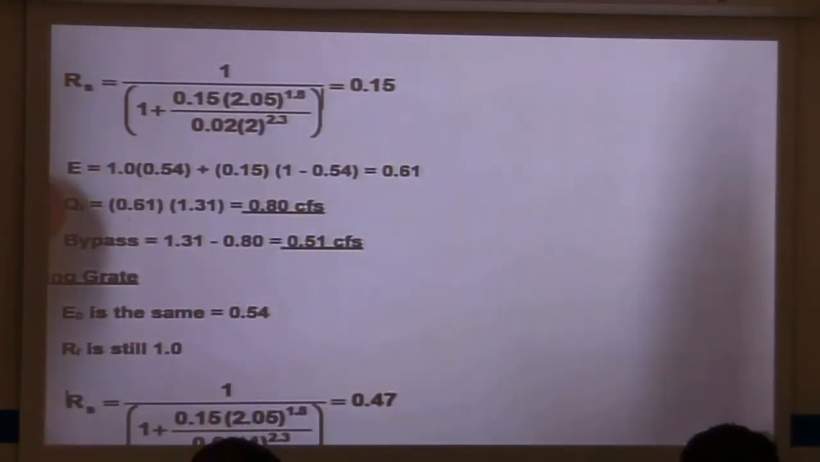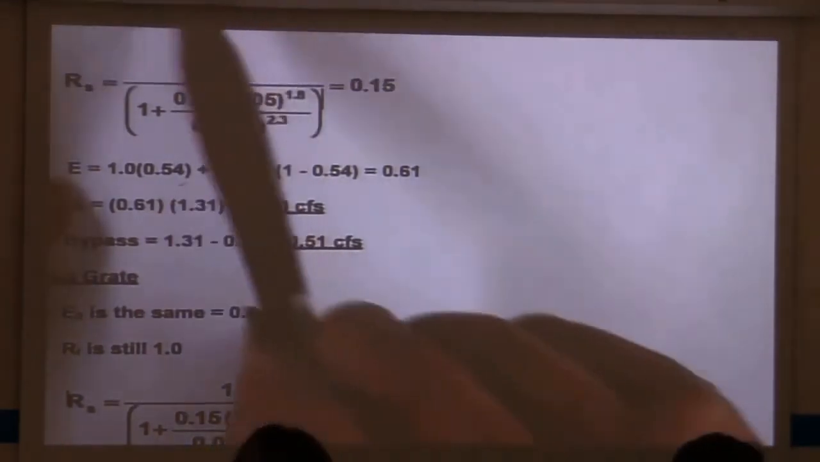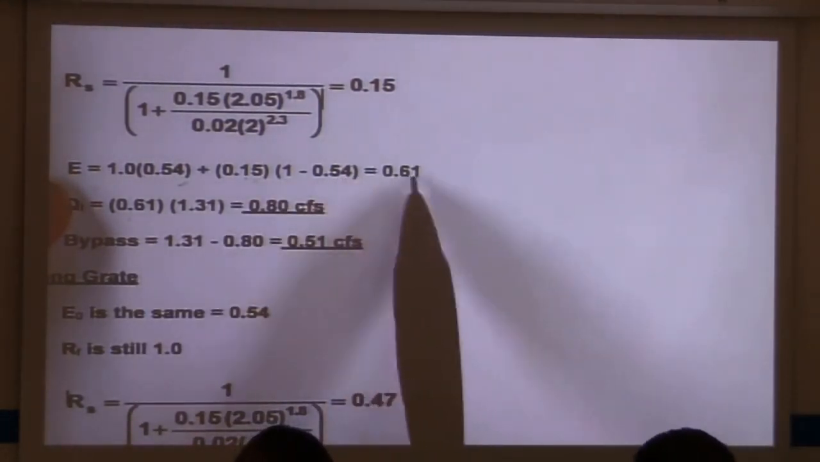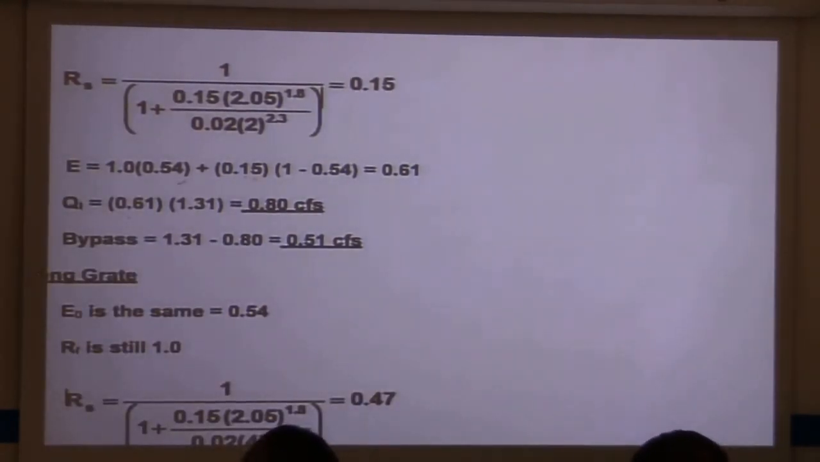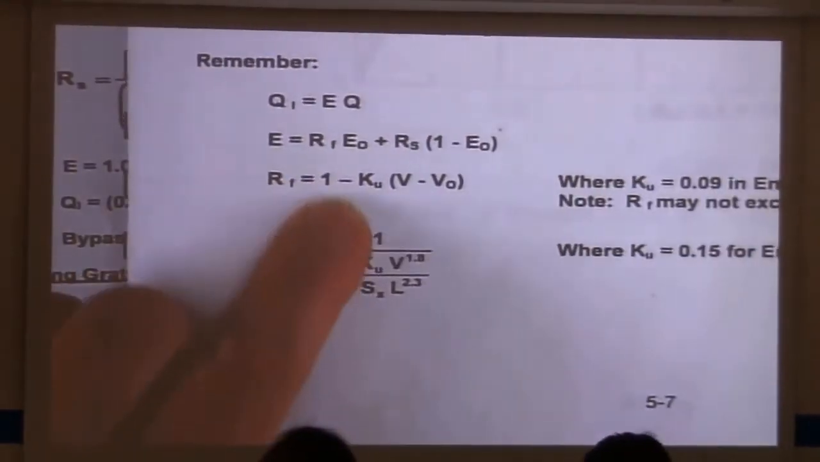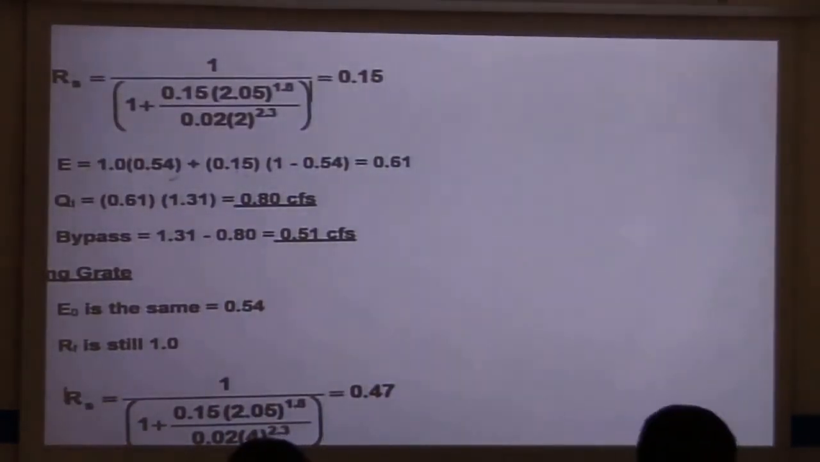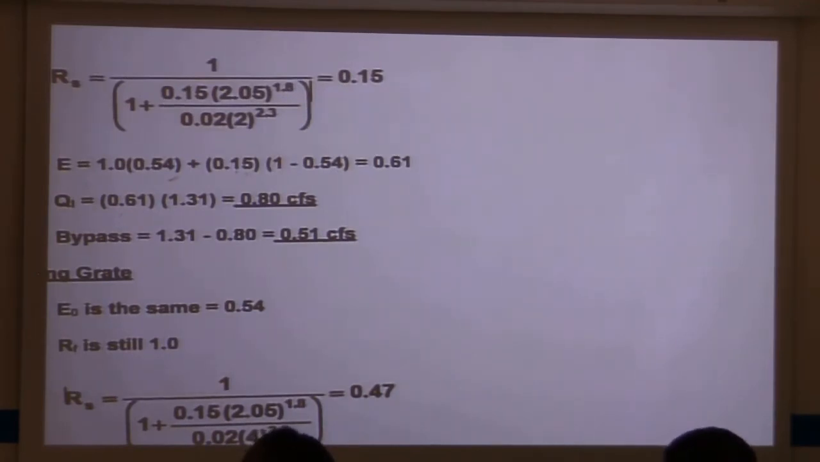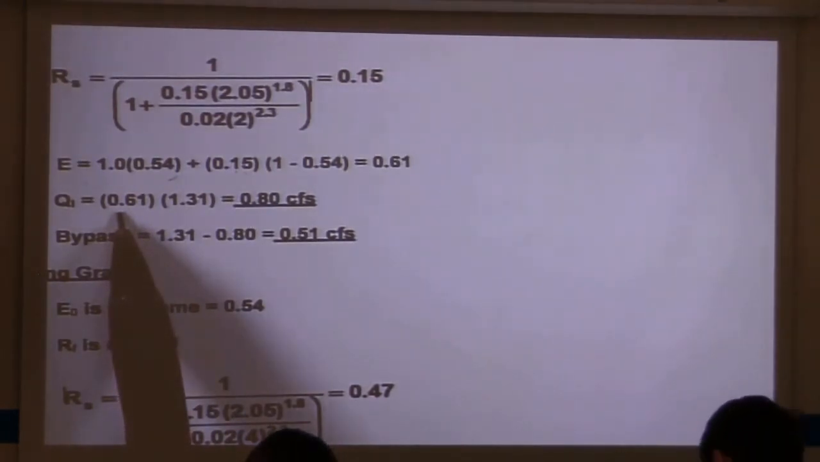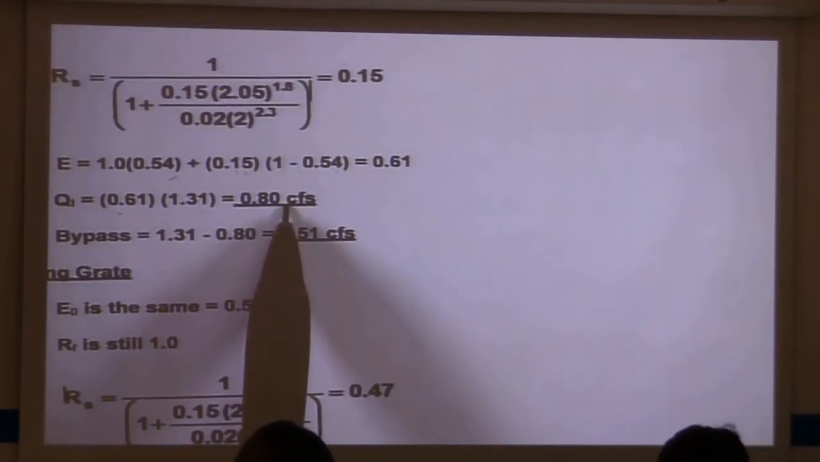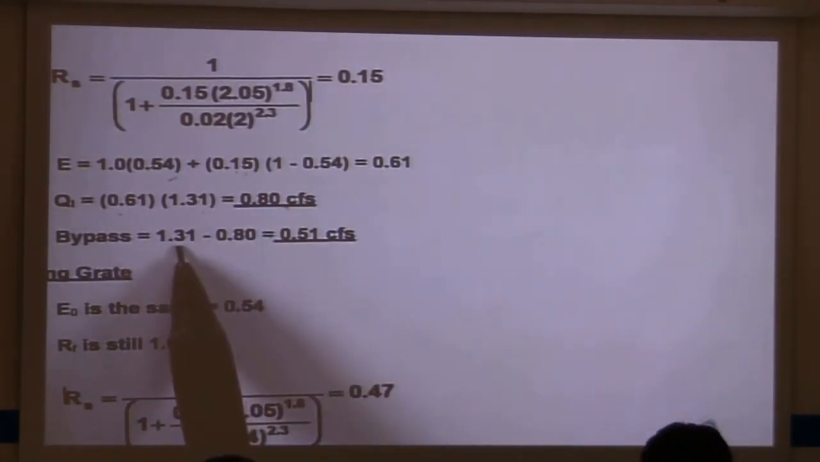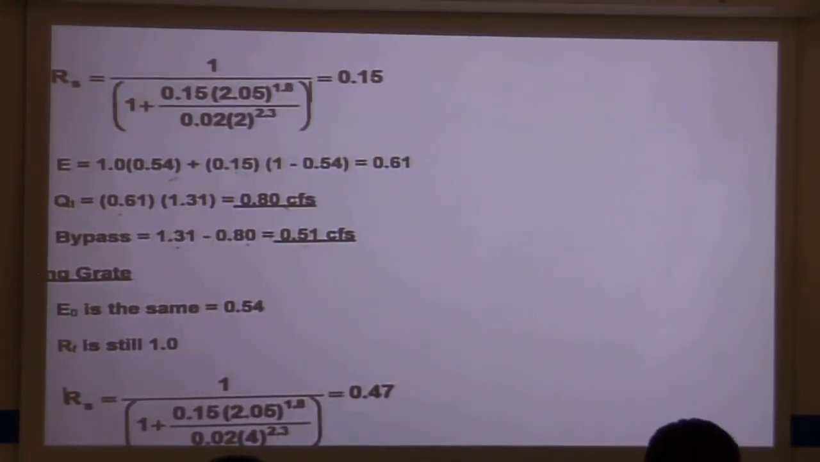So then the efficiency is 1 times 0.54, which is this gutter flow ratio, plus the RS times 1 minus 0.54, which is equal to 0.61. And that is this equation right here. And then the Q intercepted is just equal to the efficiency times Q. Our efficiency is 0.61 times our Q, so our Q intercepted is 0.80 CFS. And so we can figure out our bypass flow because we know our gutter capacity is 1.31 minus what we intercepted. So the bypass is basically 0.51 CFS.